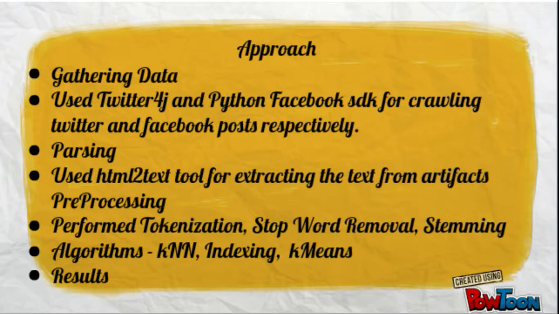Next is approach. A naive approach could have been simply summing up the likes, shares and comments for Facebook and summing up favorites and retweets for Twitter to get the score. But this is not the correct approach, so we have used a more sophisticated model. It includes the following steps.